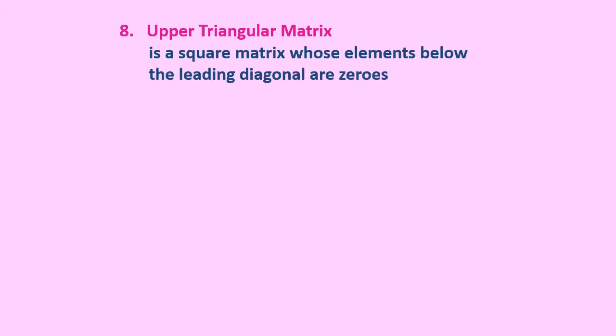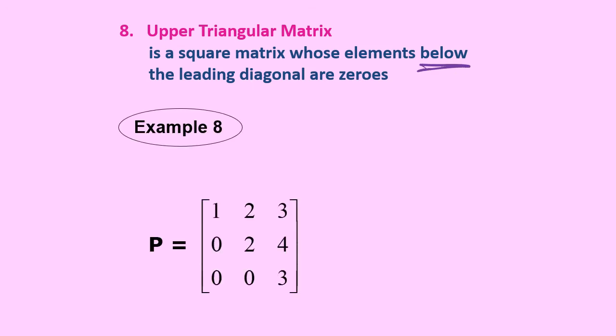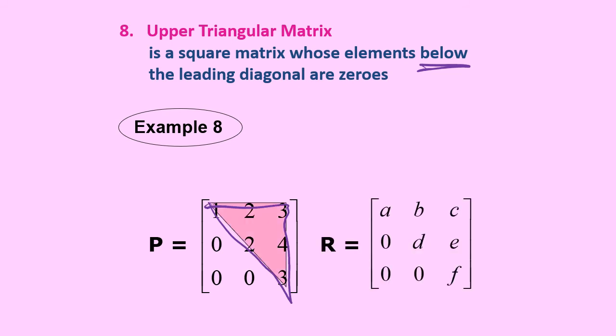The opposite of the lower triangular matrix is the upper triangular matrix, which means that the elements below the leading diagonal are 0. In this example, we have 1, 2, 3, 0, 2, 4, 0, 0, 3. So we have only the upper part of the triangle. And this example R also has the upper part of the triangle.